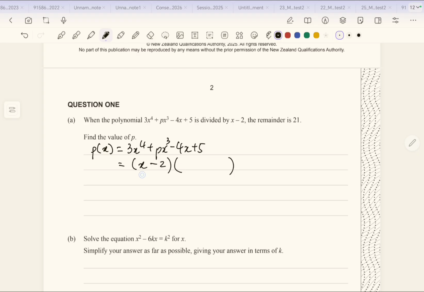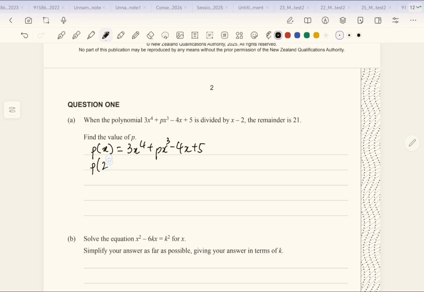And when we sub in x equals 2 in any of these brackets, we'll get 2 minus 2 times something, and this will equal 0 because 0 times anything equals 0. So this is just to say that when you divide by x minus something, you can just straight away sub this number into p of x. But in this case, it doesn't come out as 0, but instead it's 21 because there's a remainder. It doesn't fully divide.